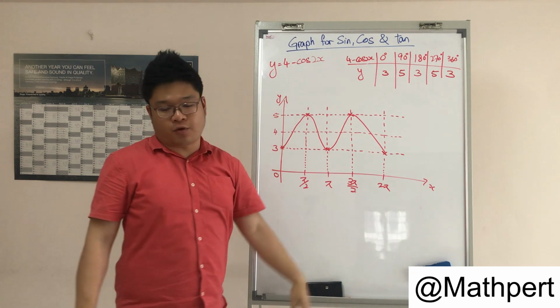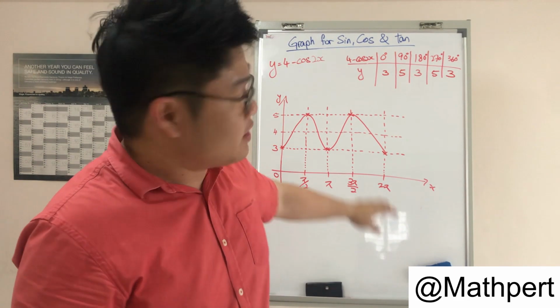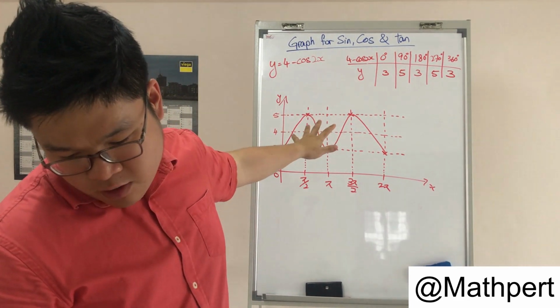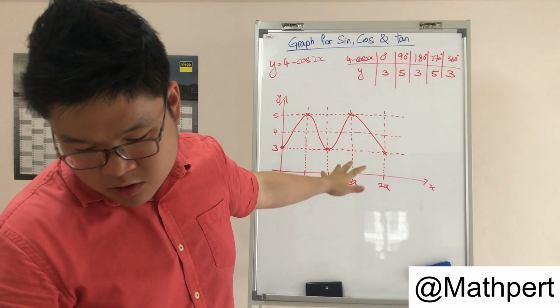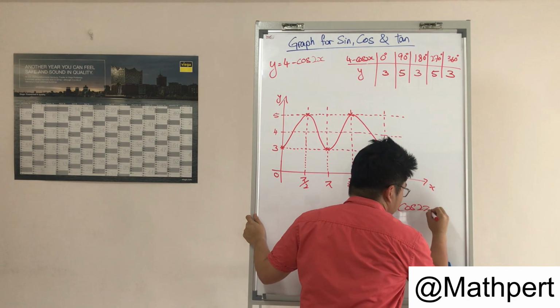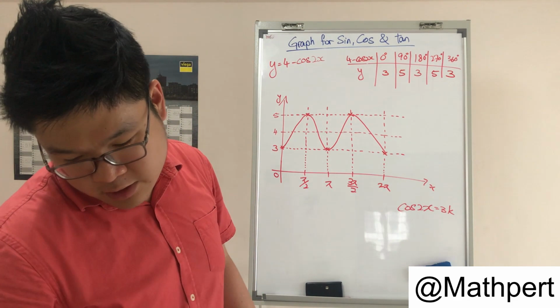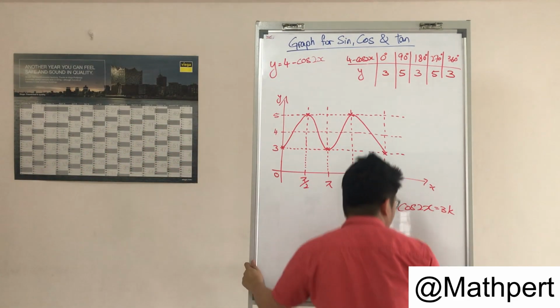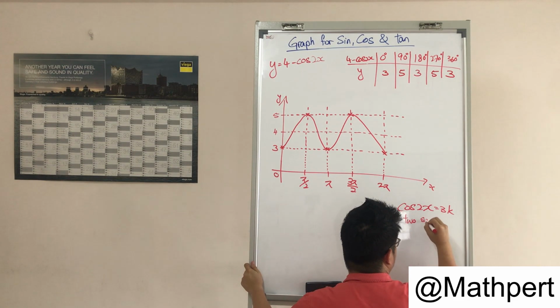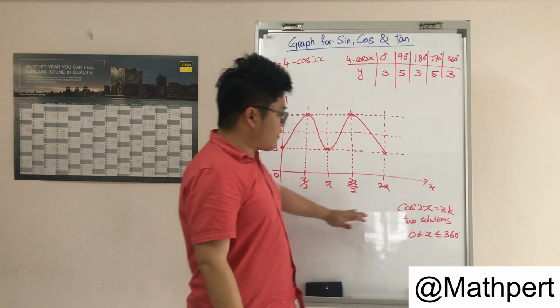Alright, there is a second part of the question. Hence, based on the graph in this, find the value of k such that the equation cos 2x equals to 3k has only two solutions. The range is, alright. So how do we find k?